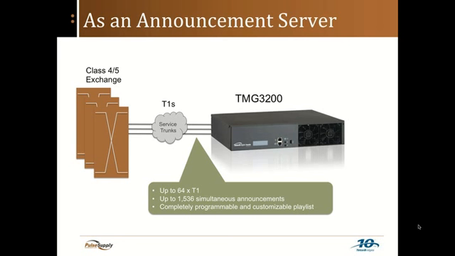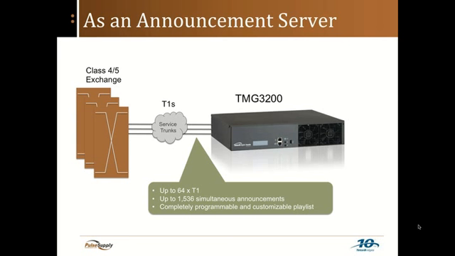So the solution here is to use the gateway, interface it using T1s on service trunks, just as you do today with your existing announcement systems, and configure, let's call it a playlist, or configure the announcements, upload the announcements to the gateway, and configure which announcements need to be played for which types of calls that are being transferred to the gateway.